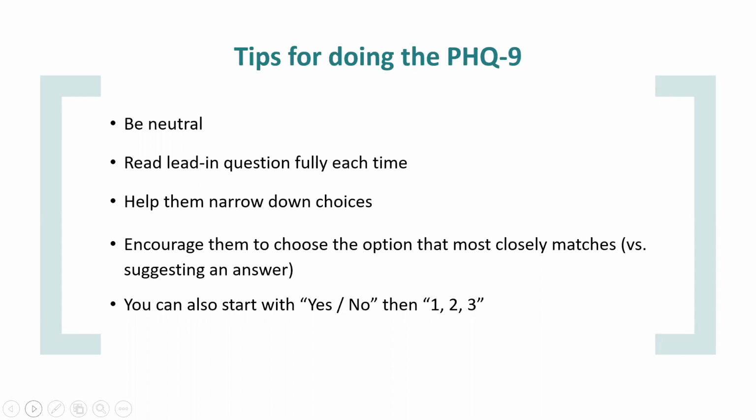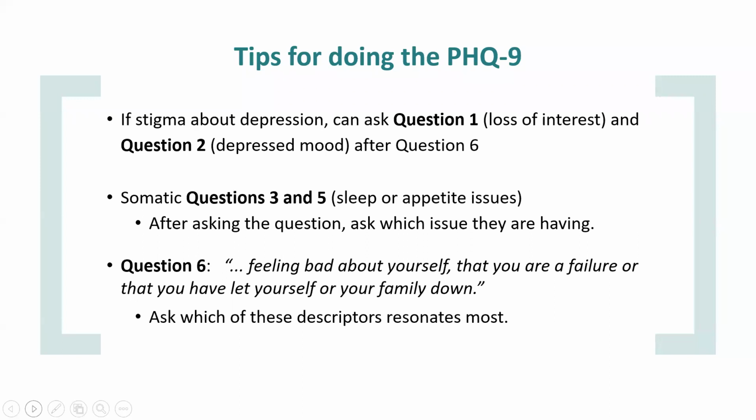each of those items. You can help them narrow down choices by starting with a yes/no question to see whether they've been bothered by having little interest or pleasure doing things in the last 2 weeks. And if they say yes, you can then help them narrow it down to whether it's a 1, 2, or 3: several days, more than half the days, or nearly every day.